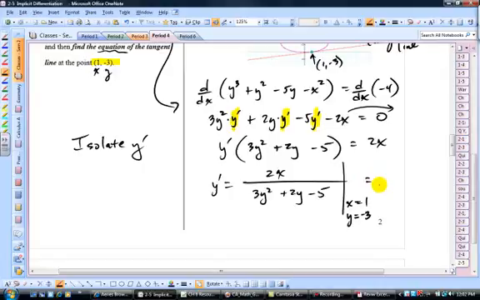So let's see what we get. If we put a 1 in the numerator for x, we get a 2. And over here we get a 3 times 9, plus a 2 times -3, and then a -5. What is that? So 27 minus 6 is 21. 21 minus 5 is 16. Anybody else coming up with 16? Yeah. Okay, 2/16 is 1/8. So this is 1/8, and that represents the slope of the tangent line.